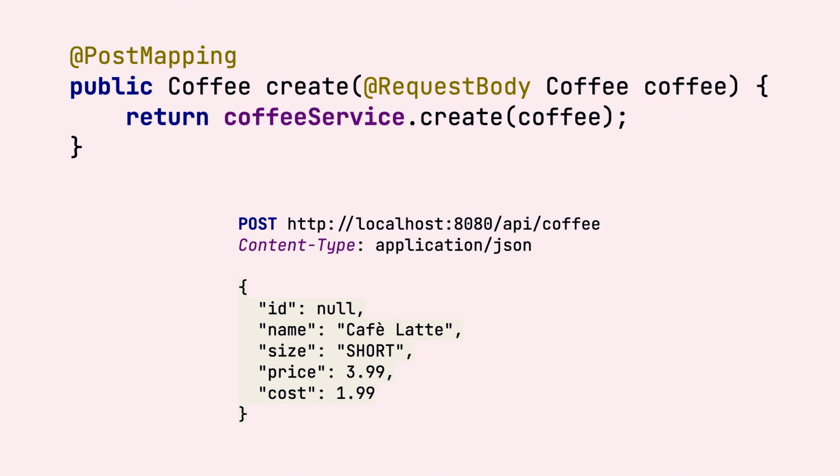Now in the happy path route, I'm going to send a request to /API/coffee. I'm going to fill in all of the data here. So I've given it a name, I've given it a size, I've given it a price and a cost. If we go ahead and go through this, everything's going to work fine.